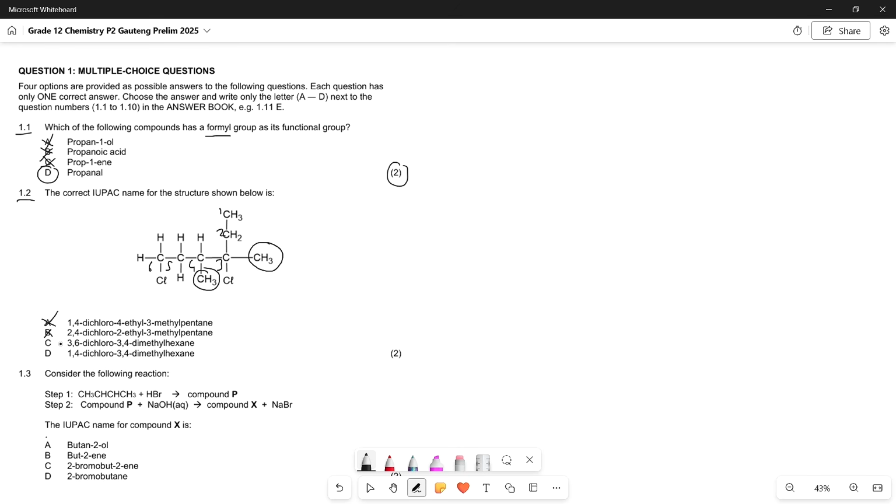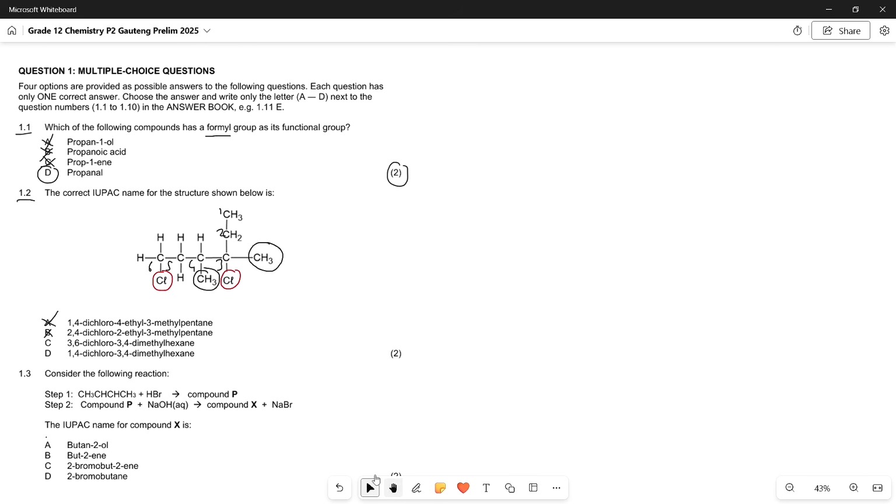So now that we're looking at the 2 options here, we have a 3,6-dichloro. So 1, 2, 3, there's a chlorine. 4, 5, 6, there's a chlorine. So there's a chlorine and there's a chlorine, which means we have a 3 and a 6 as we've done our numbering here. And then we have 3, 4, 1, 2, 3. We have 3 over here and then 4 over here, dimethylhexane.